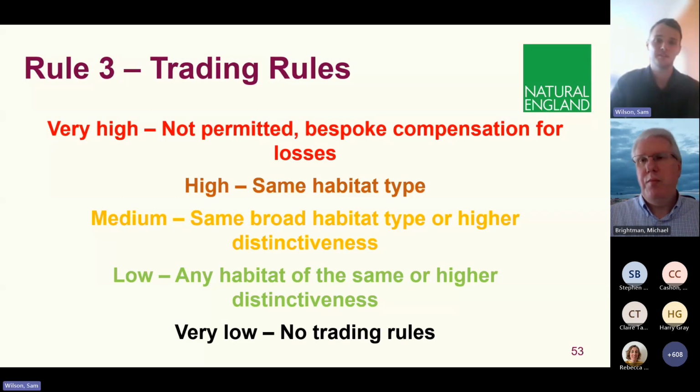Medium distinctiveness habitats, you need to go in the same broad habitat type. So that's if you lose a grassland, put a grassland back, or you can trade up to a higher distinctiveness habitat of any type. Low distinctiveness is basically you can trade it for anything that's low distinctiveness or higher. So pretty much any habitat you can put in for losing a low distinctiveness habitat, with the exception of a very low distinctiveness sealed surface. And then when we get down to very low, there are no trading rules. You can replace that with anything because they get zero value in the metric.